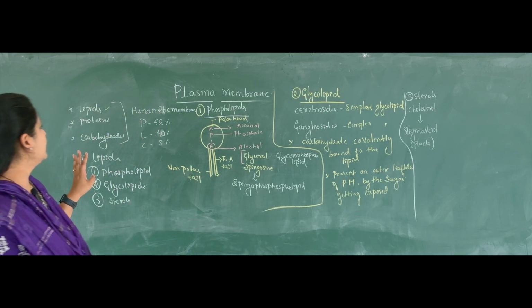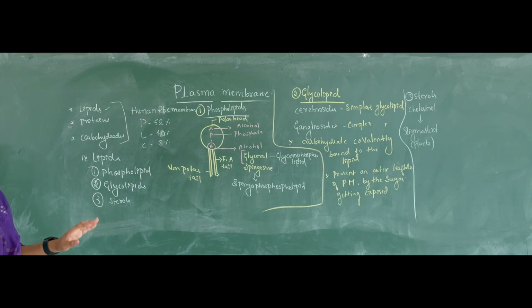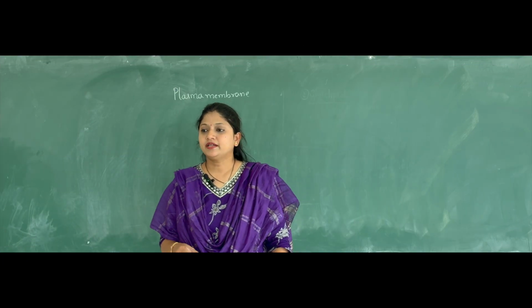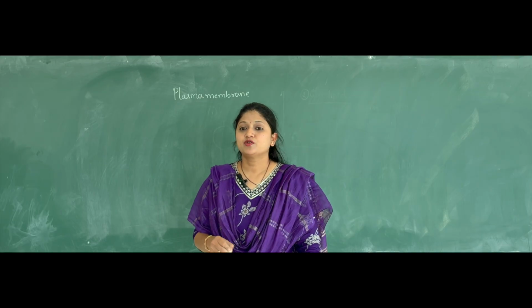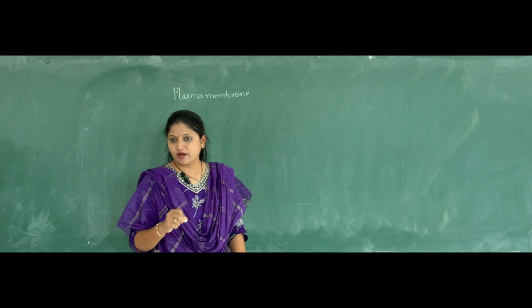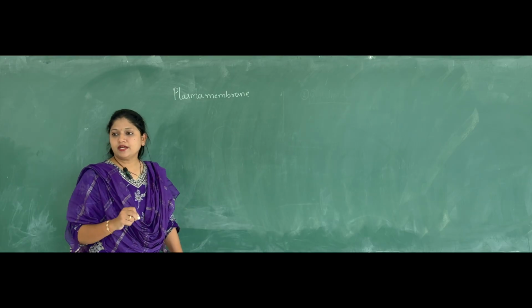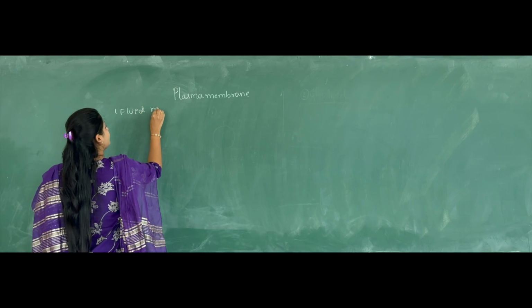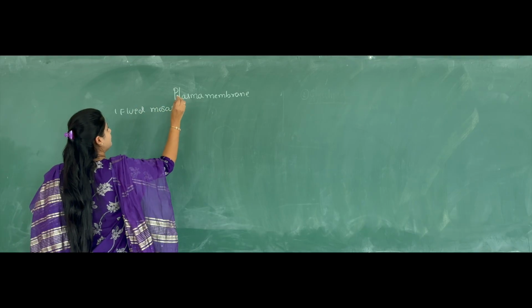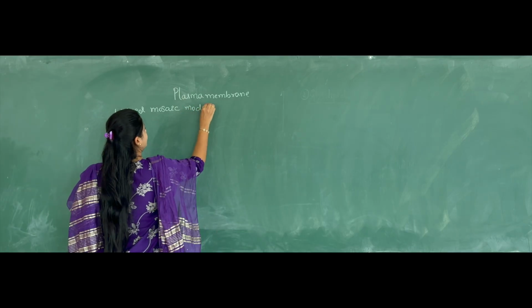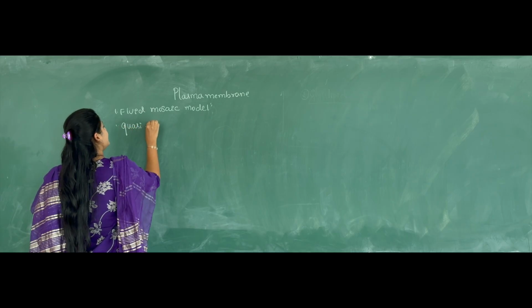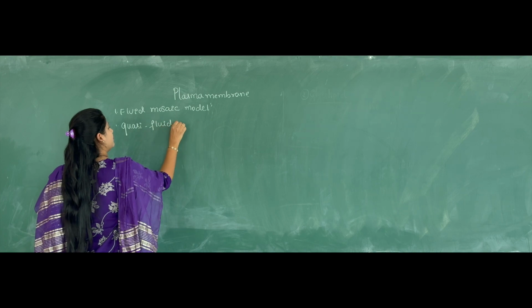Okay, so these are the three components of the plasma membrane. Let's note it down and then we'll move to the structure of the plasma membrane. So coming to the diagram of the plasma membrane. So we are drawing the fluid mosaic model. Okay. So this fluid mosaic model is also called the quasi-fluid model.